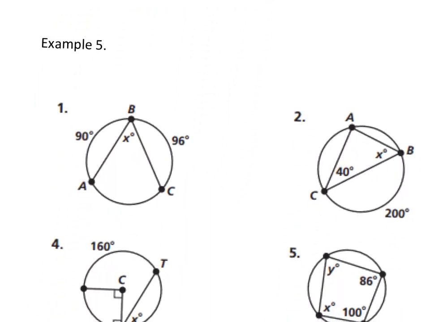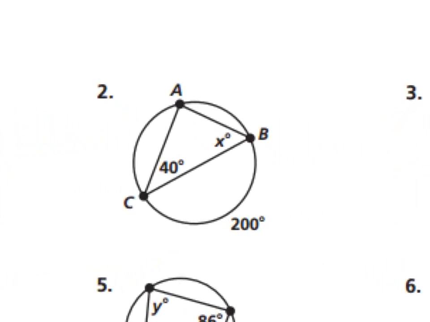And then example 1. So use the fact that half of a circle is 180 and all the way around has to be 360 degrees. So I have 90 plus 96, so that's 186. So this arc has to be, even though it doesn't look like it, 174 degrees. So this is half of 174. So this is 87 degrees.